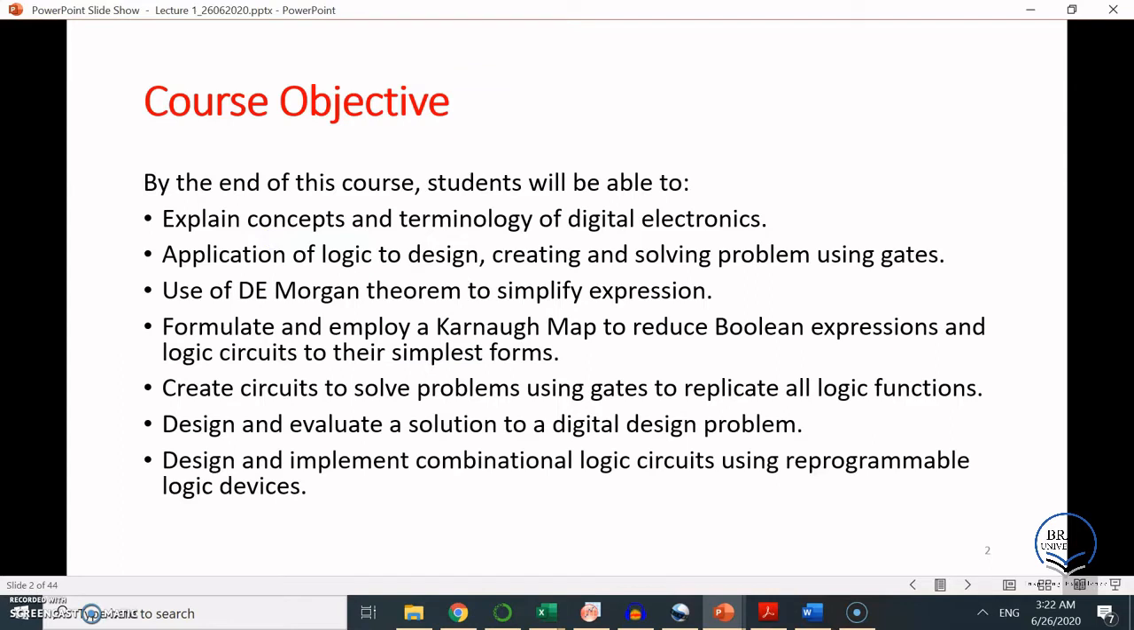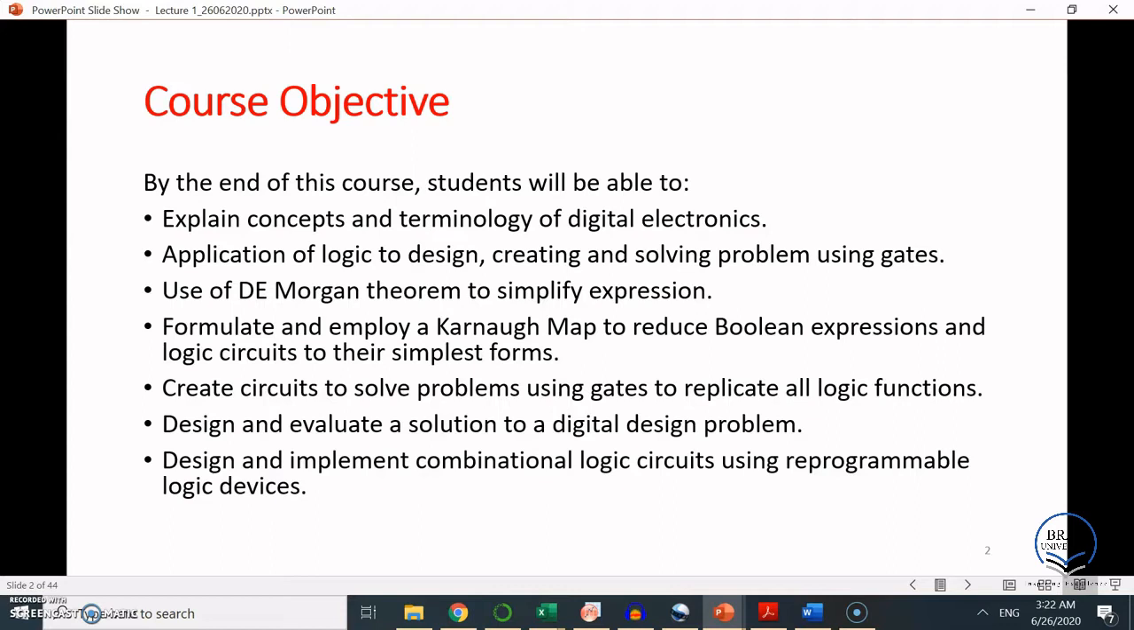The course objective. By the end of the course, a student will be able to explain concepts and terminology of digital electronics, the application of logic to design, creating and solving problems using gates, use of De Morgan's theorem to simplify expressions, formulas and Karnaugh maps to reduce Boolean expressions and logic circuits to the simplest form.